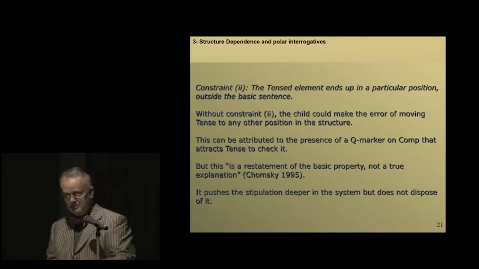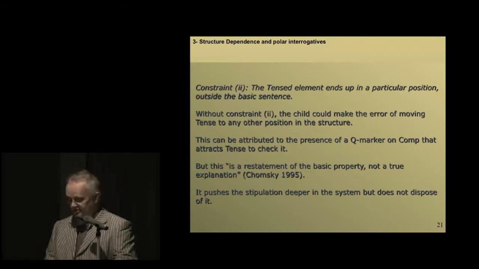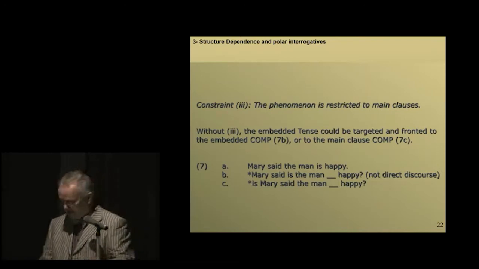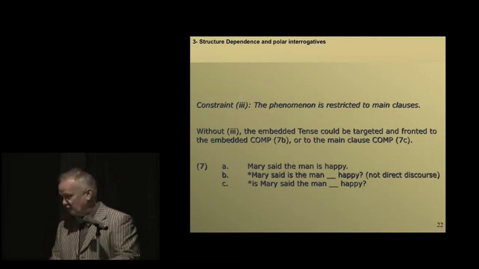But as many have said, including Chomsky, this is just a restatement of the basic property. It's not a true explanation. It pushes the stipulation deeper into the system, but it does not dispose of it, so we're still stipulating this. The third constraint is that the phenomenon is restricted to main clauses. Without three, the embedded tense could be targeted and fronted to the embedded comp or to the main clause, and this would be a perfectly okay structure, but we don't get that.